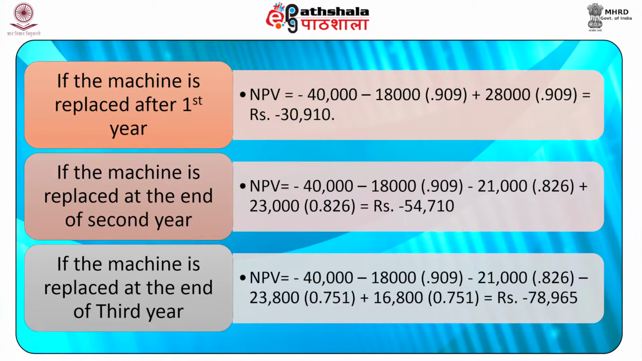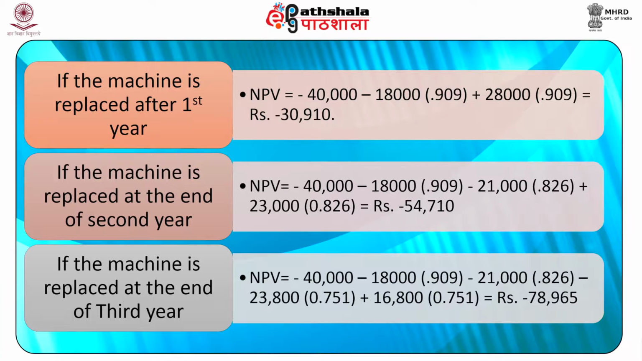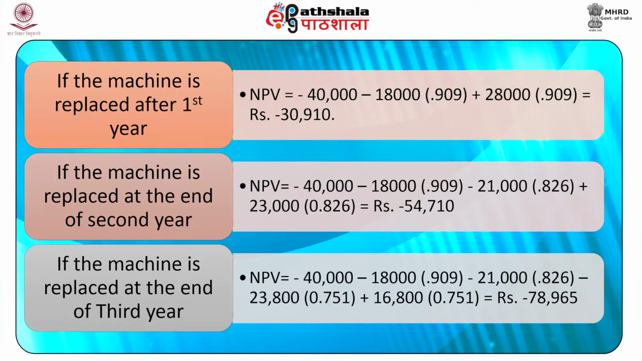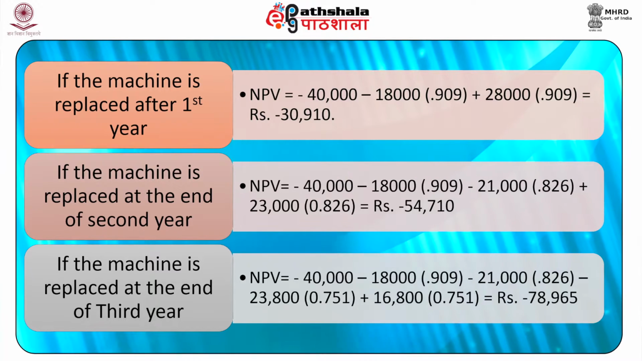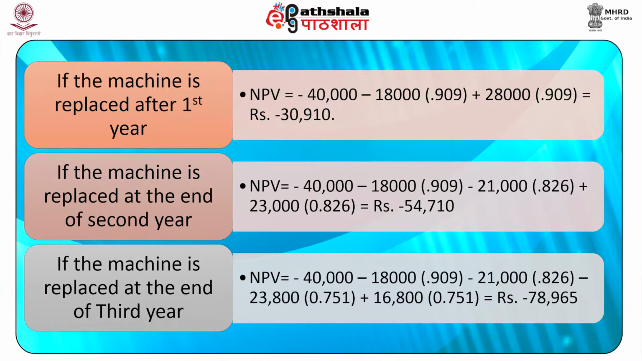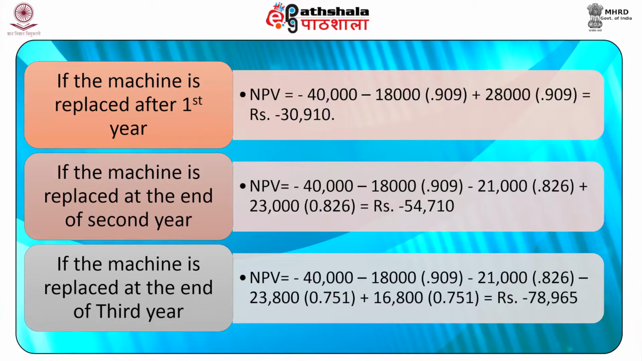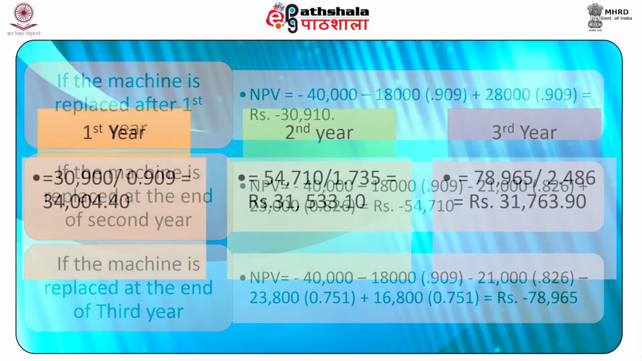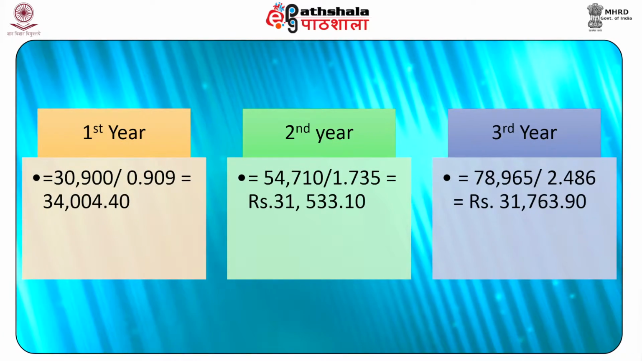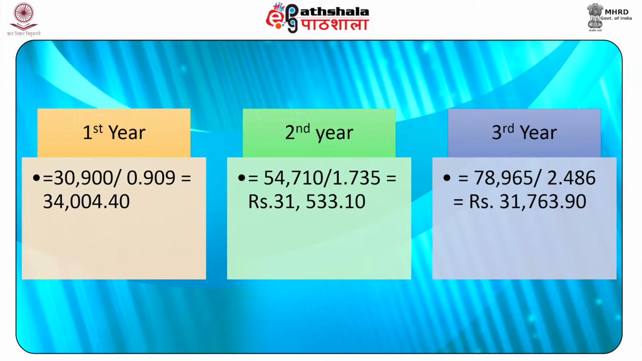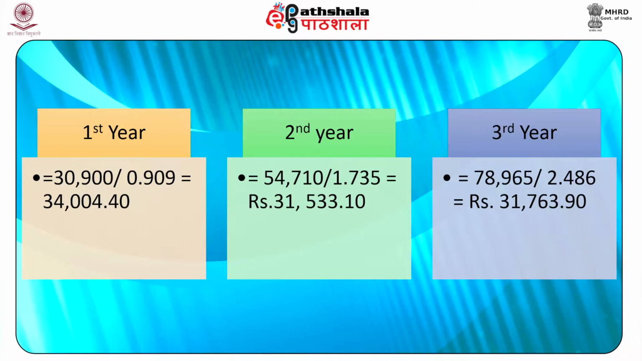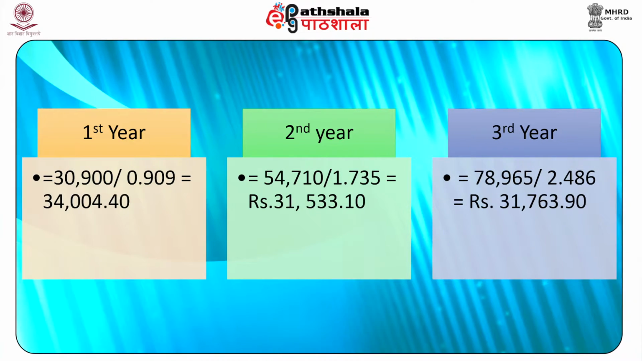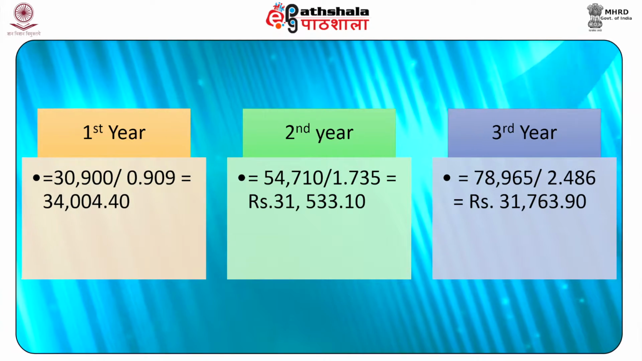54,710. Similarly, if the machine is replaced at the end of the third year, the NPV can be calculated, which will be equal to rupees minus 78,965. But these NPVs are for unequal lives. Therefore, to find the equated NPV, they should be divided by present value annuity factors at 10% for the respective years.